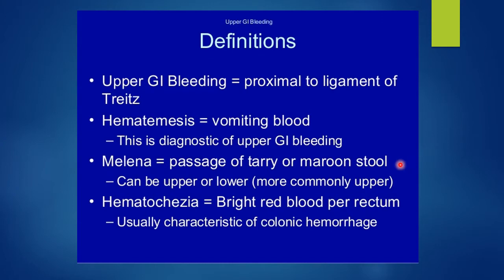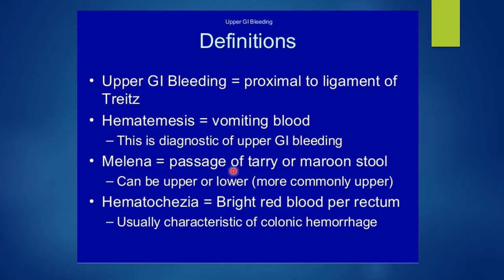There are some definitions that must be made clear before we continue with the topic. Upper GI bleeding, as I've already explained, is bleeding proximal to the ligament of Treitz. Hematemesis is the vomiting of blood, which can be either fresh blood or altered coffee ground blood. Hematemesis is diagnostic of upper GI bleeding.